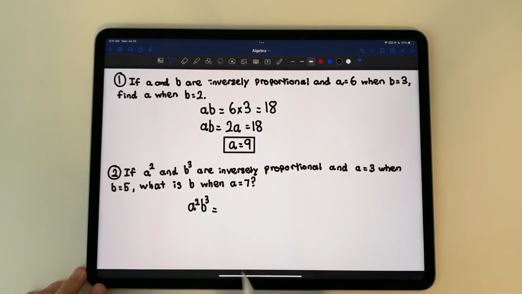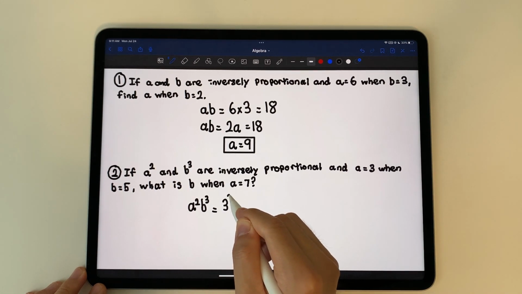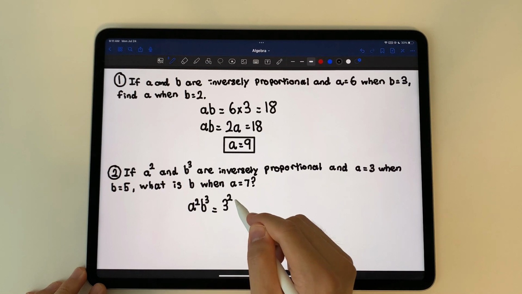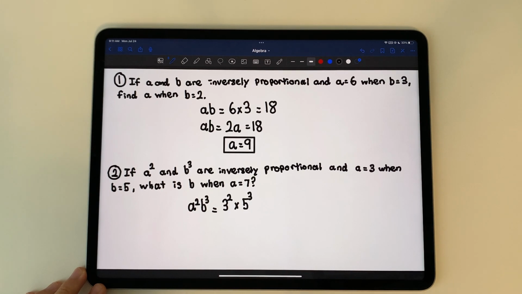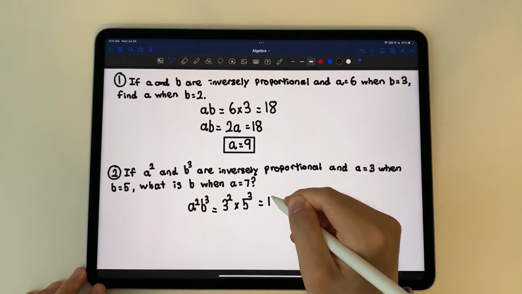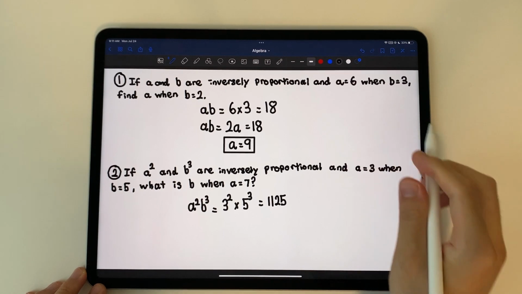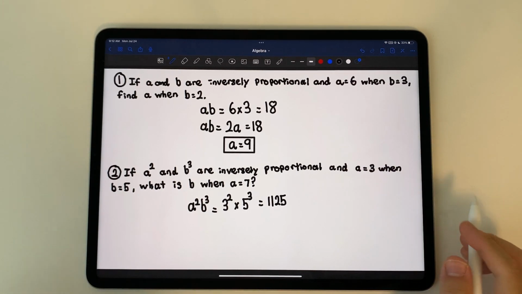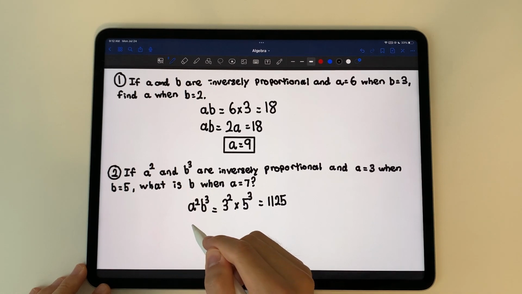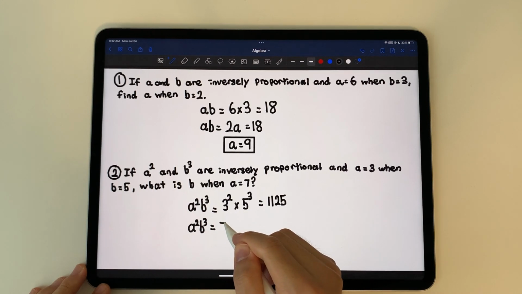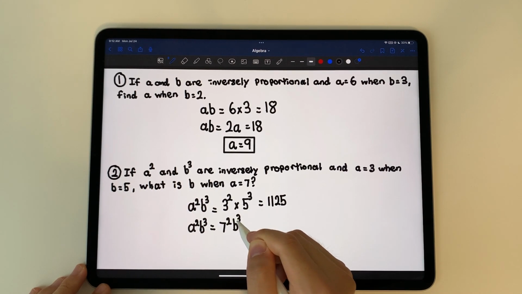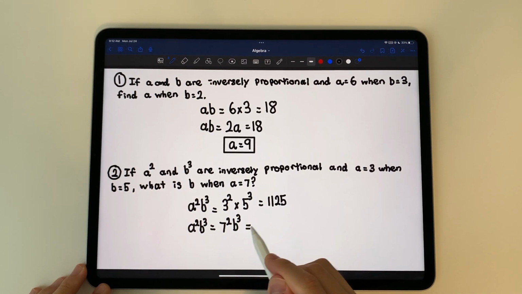A squared times B cubed is, let's see, so A equals 3. That's 3 squared, and B equals 5. 3 squared times 5 cubed, which is 1125. Now we need to find the new b when a equals 7. So once again, a squared times b cubed equals, well, 7 squared times b cubed, and that should be equal to 1125.